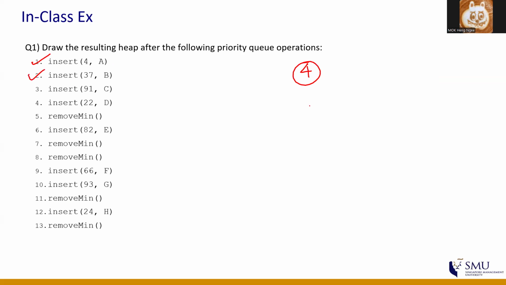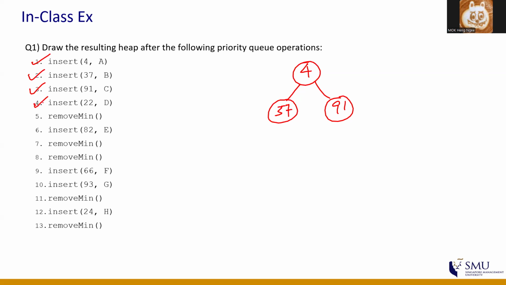Insert 37. 37 will come here, so we ensure that it is still a complete binary tree. And then step 2, I have to check whether I need to up heap this, whether I need to bubble up. 37 is bigger than 4, end of story. Third operation, insert 91. 91 will appear here to ensure that it's a CBT. I need to check, is 91 in the correct position? Is there a need to bubble up? No, because 91 is bigger than 4.